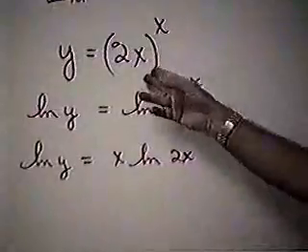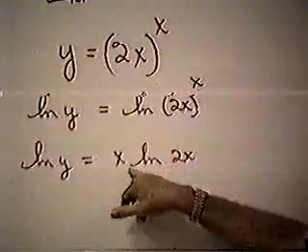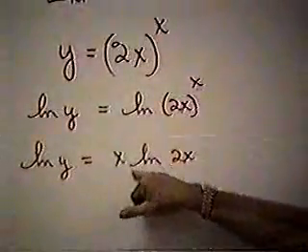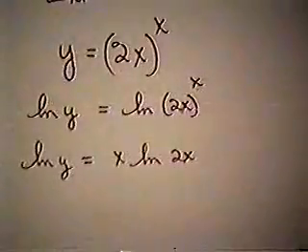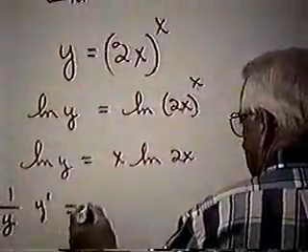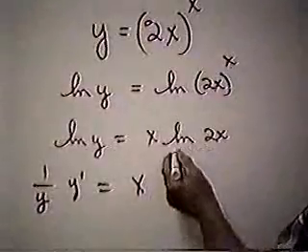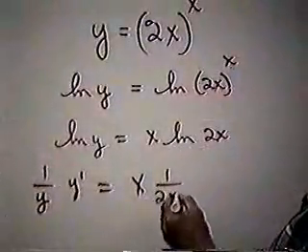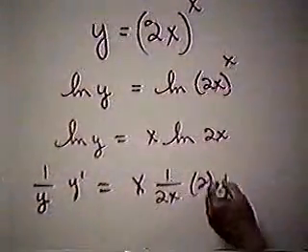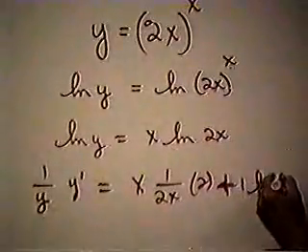If you have an unknown to an unknown power, you take a log of both sides, and then you move this down out in front, and now you take the derivative of both sides, product rule over here. The derivative of both sides. So the derivative of that side is 1 over y, tag on a y prime. The derivative of this side is a product rule, so that's x times the derivative of log, which is 1 over 2x times 2, plus the derivative of x, which is 1. So it's 1 times the log of 2x.